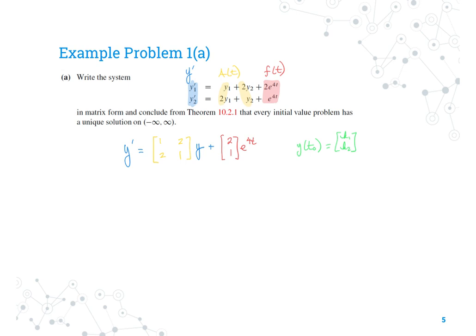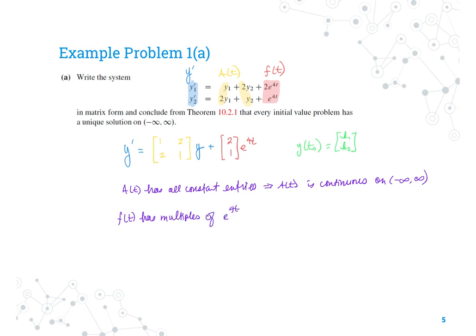And how can we guarantee that we are given a unique solution from negative infinity to infinity? Well, this is where we look at our coefficient matrix A. A of t has all constant entries, so that means A of t is continuous everywhere, on negative infinity to infinity. If I look at f of t, it has multiples of the function e to the 4t, so f of t is also continuous on negative infinity to infinity.